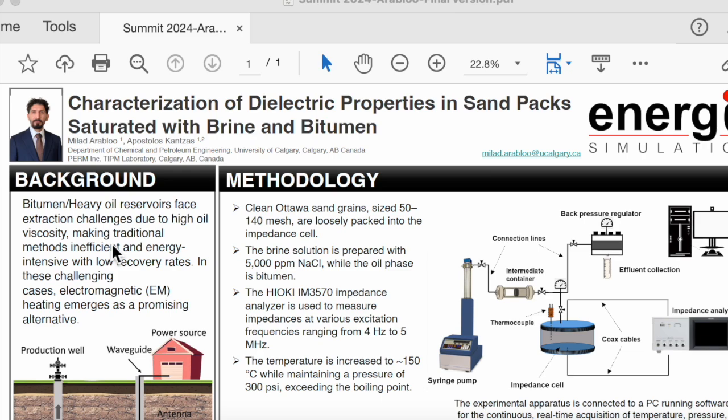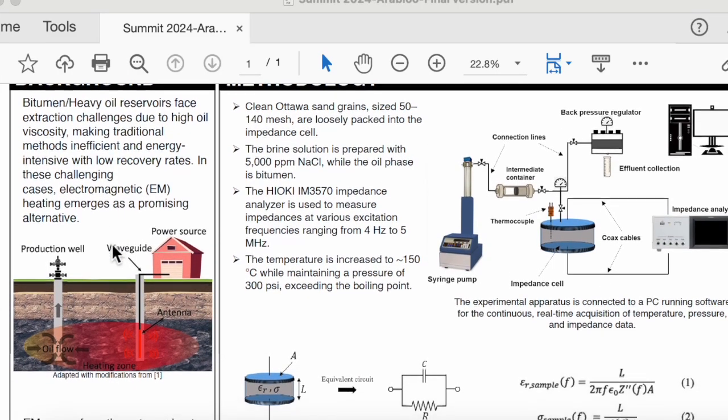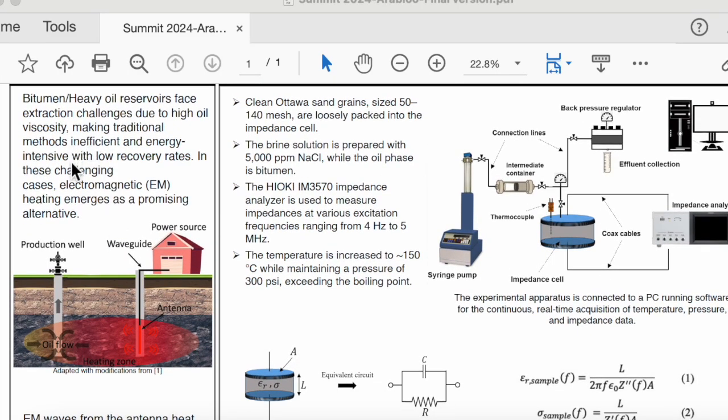Canada's oil sands, located mainly in Alberta, contain some of the largest reserves of heavy oil in the world. These deposits hold vast amounts of bitumen, a type of heavy oil with very high viscosity, making it difficult to extract and process using traditional methods.